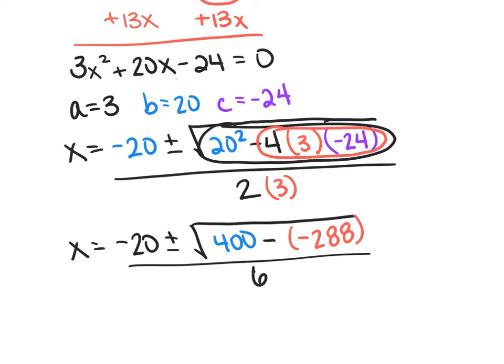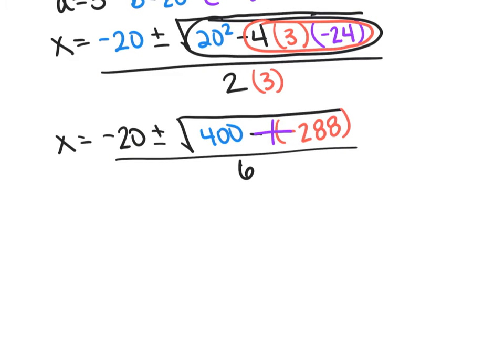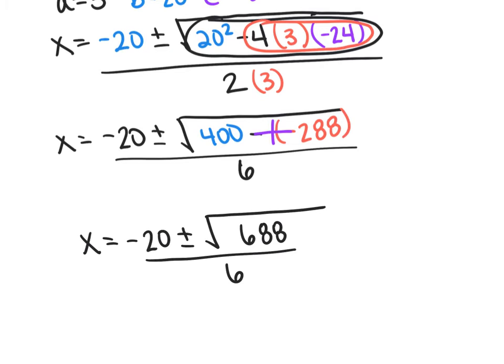And so then on the inside, still cleaning this up, I see that I have a negative and a negative pushed together, which makes this term in the middle become a positive. And so I'm going to add 400 plus 288. And so x is equal to negative 20 plus or minus the square root of 400 plus 288, which is 688. I'm going to divide that by 6.